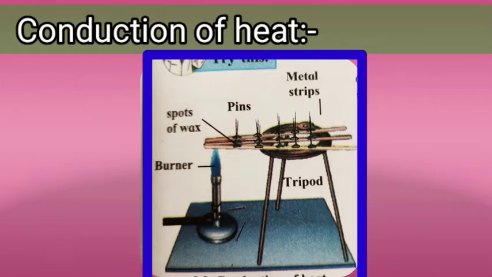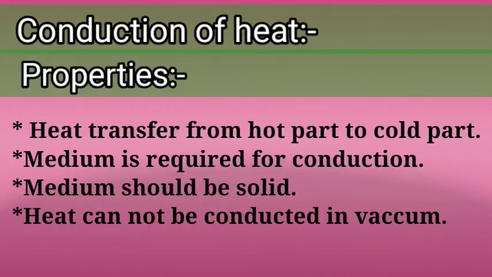You will observe that pins fall starting from the end near to the burner to the end far from the burner, which means transfer of heat takes place from hot part to the cold part. Now let's understand properties of conduction. Heat transfers from hot part to the cold part in conduction.